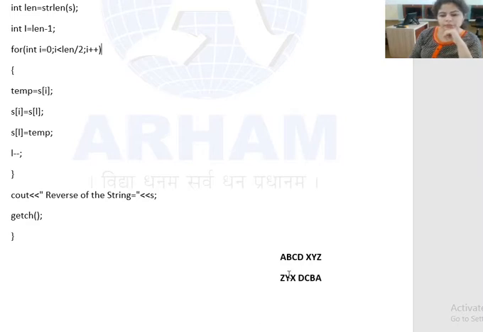So for example, you have entered the string A, B, C, D, X, Y, Z. It will reverse the string in this way. The first variable was A and the last was Z. Now Z is at the first position and A is at the last position. Next, B was second and Y was second last, and so on. So this is how the string is now in reversed form.